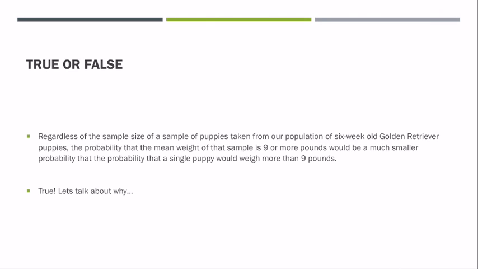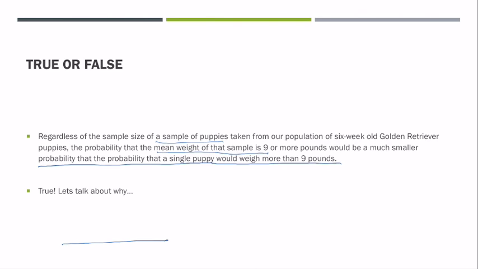So our last question on this quiz was true or false. And it said, regardless of the sample size of a sample of puppies taken from a population of 6-week-old golden retriever puppies, because that was our population we were looking at, the probability that the mean weight of a sample is 9 or more pounds would be much smaller than the probability that the mean of a single puppy would weigh more than 9 pounds. That's true. Let's take a look at this real quick.